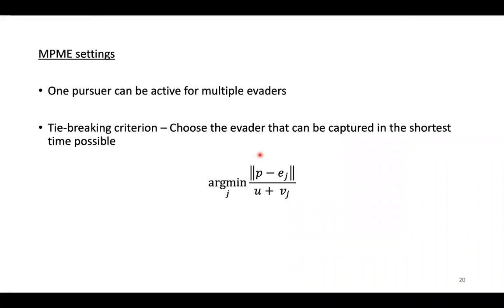In the case of multi-pursuer, multi-evader settings, one pursuer can be active for multiple evaders. And one way of breaking the tie is choosing the evader that can be captured in the shortest time possible, which means I would look at this quantity, which is the distance between the pursuer and evader pair divided by the sum of the speeds of the pursuer and evader, and whichever has the minimum value, the corresponding pair will be chosen for the assignment for each pursuer.